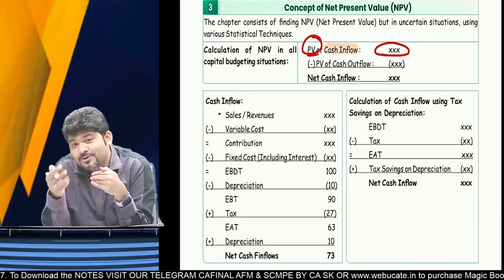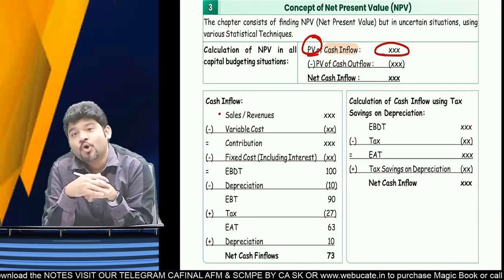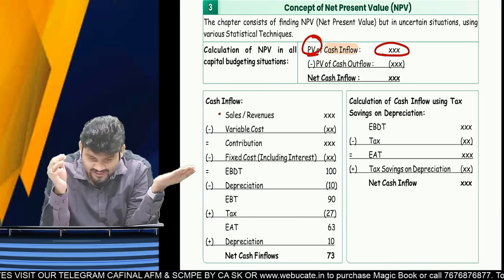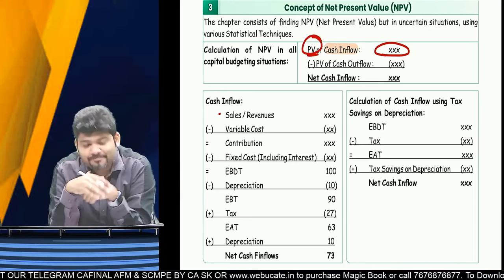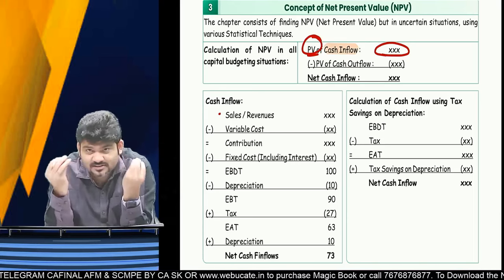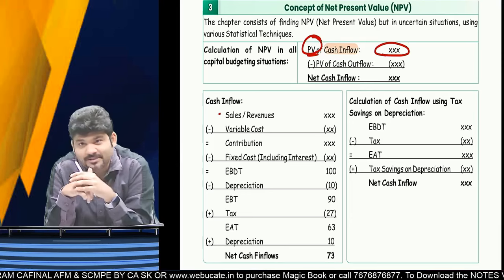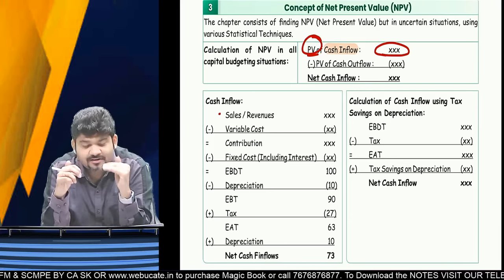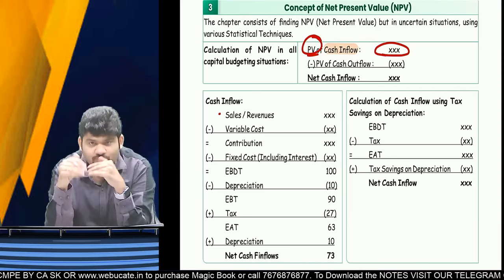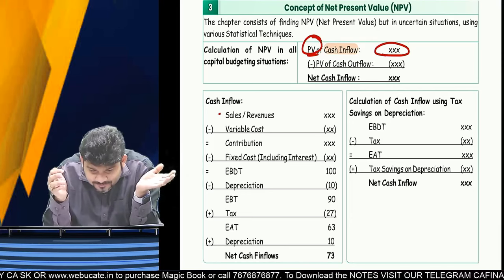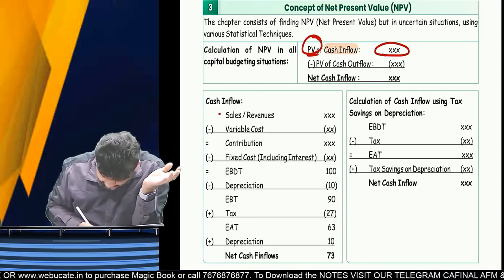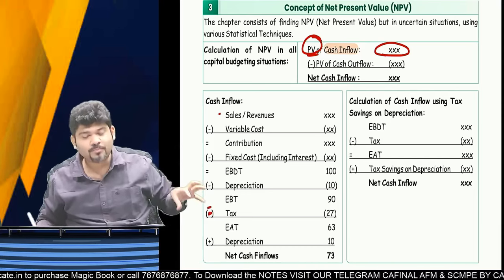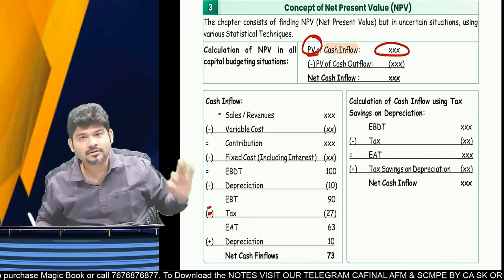Suppose in order to start the business, I had taken a loan. So, there is certain machinery that I had purchased. Now, if I had purchased a certain amount of machinery, I will charge depreciation as per the P&L account. So, I will charge depreciation. I will get the earnings before tax, to which I will reduce the tax component and I will get the earnings after tax.